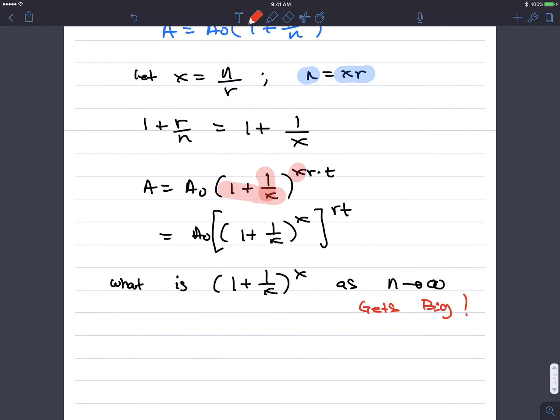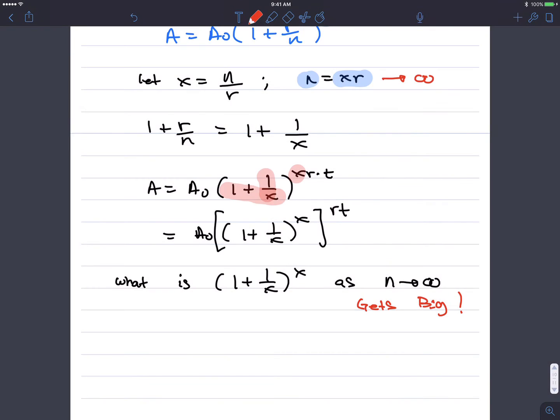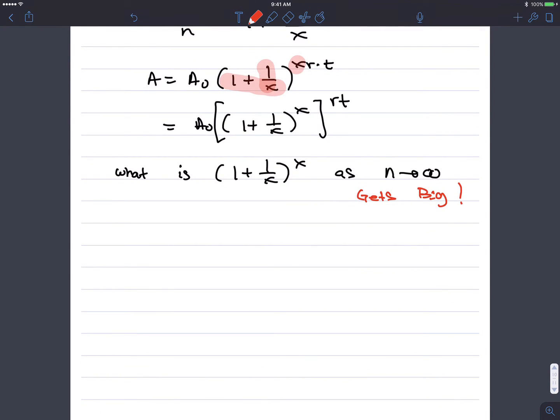What did we say about what we let X be? Let's go back so you guys can see. If this value N gets big, you see N is X times R. R is the interest rate. R is constant. This means that my value for X is getting big. So when N gets big, so does X. That's all we're saying. X gets big.